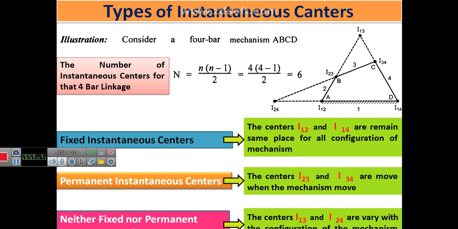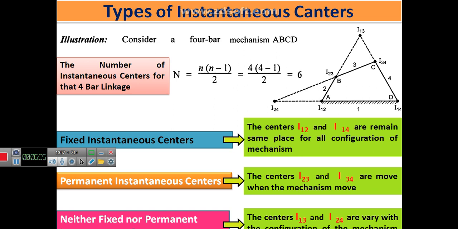So there are 6. Totally this arrangement has 6 instantaneous centers. We are going to categorize the instantaneous centers by naming: fixed, permanent, and neither fixed nor permanent. In the diagram, the first link is the fixed portion, the one having the hatching. That means it's a fixed link.